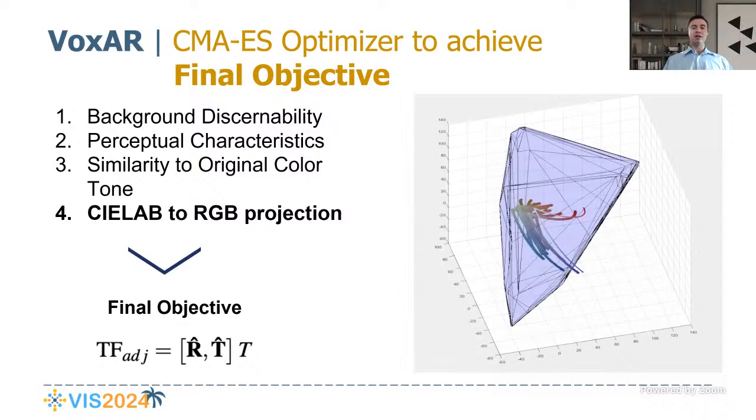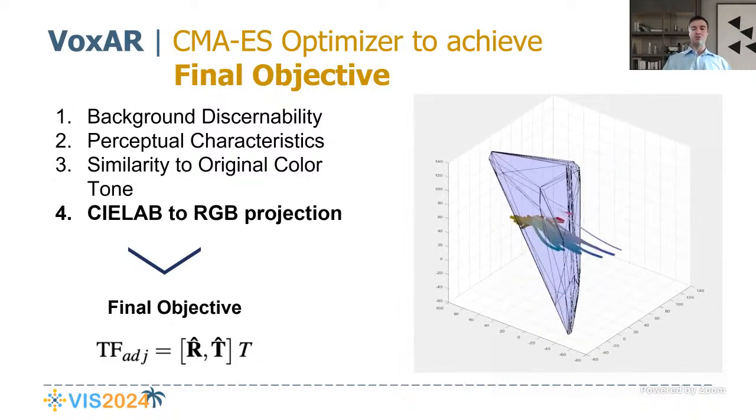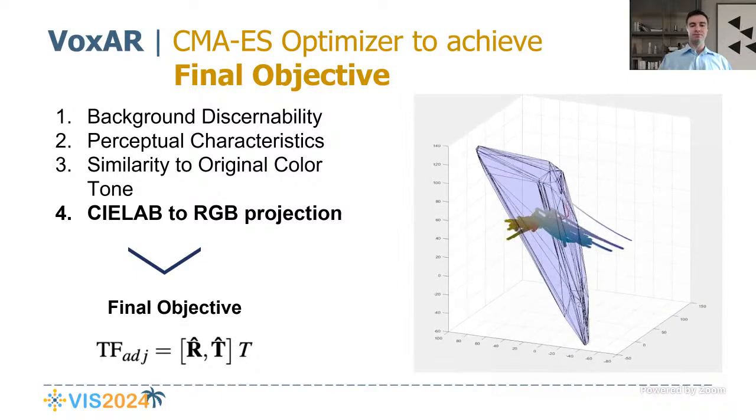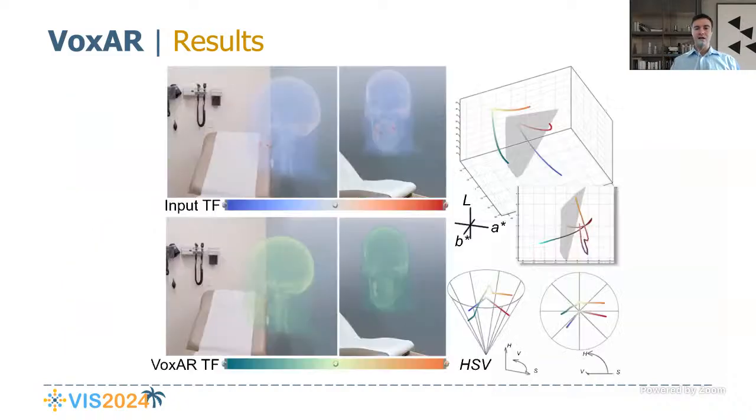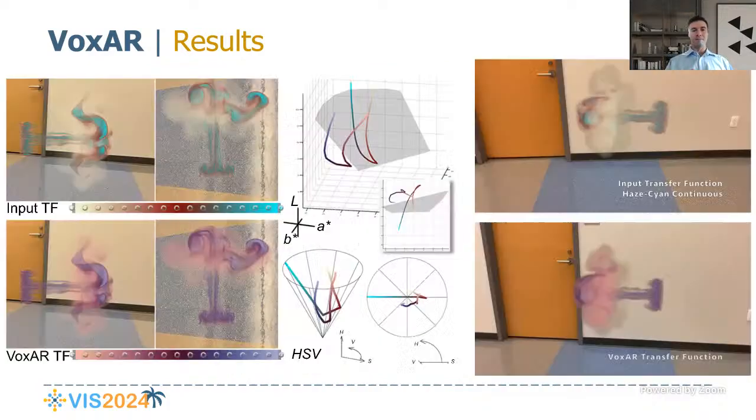It iteratively creates a population of candidate solutions, evaluates them, selects the best ones, and then creates new candidates through mutation and recombination. And here are the results. You can see that the VoxAR recoloring shows up much better against the yellow wall for this placement. Another example, the VoxAR recoloring is much more distinguishable while maintaining perceptual similarity of the original transfer function.